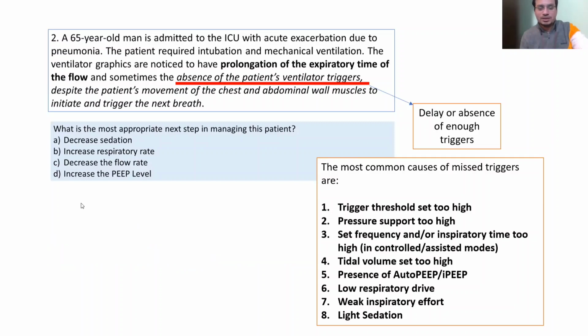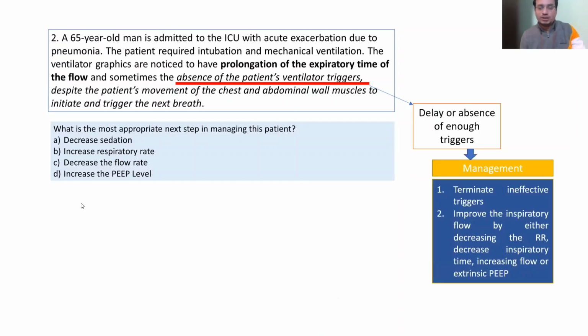or if the patient has weak respiratory effort due to neuromuscular dysfunctions, like in patients who develop myopathies or neuropathy. It is also described in patients who are on light sedation, where the paralysis is not complete. In that situation also, there will be ineffective triggering. A very bad situation: the patient won't be able to generate enough trigger, enough inspiratory effort.